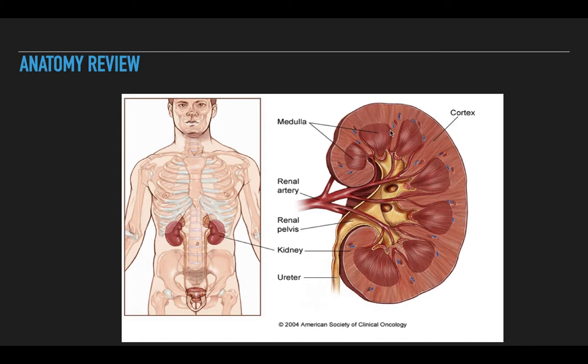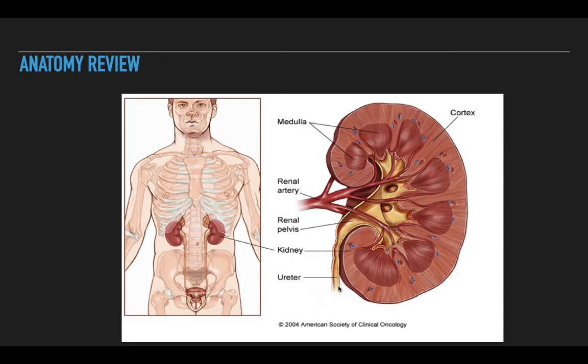And as urine is made, it is dumped into these minor calyces that eventually join to form your major calyces. And then that dumps into your renal pelvis. And then from your renal pelvis, urine makes its way into the ureter and then finally into the bladder.